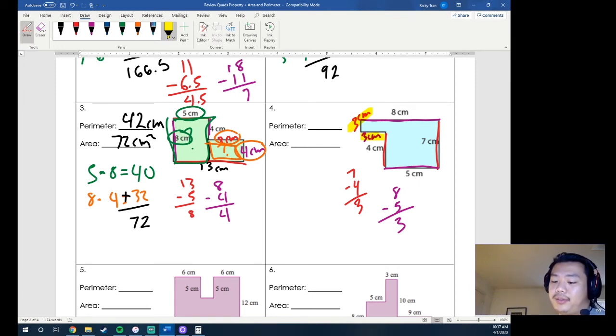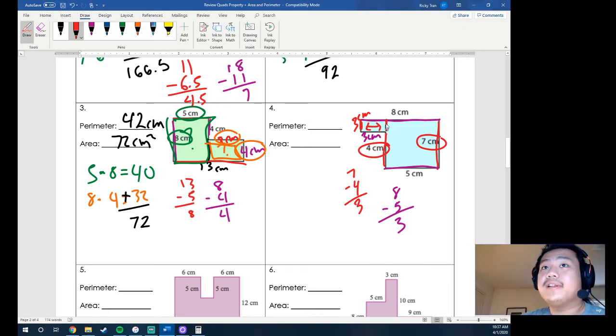To find this red 3 centimeters, what I did was I took this length and subtracted it from this length here. And the reason why I did that is because this missing length right here is equivalent to this right here, right? These are equivalent lengths. To find this length right here, it is just this length subtracting this length right here. That's how we find this length.